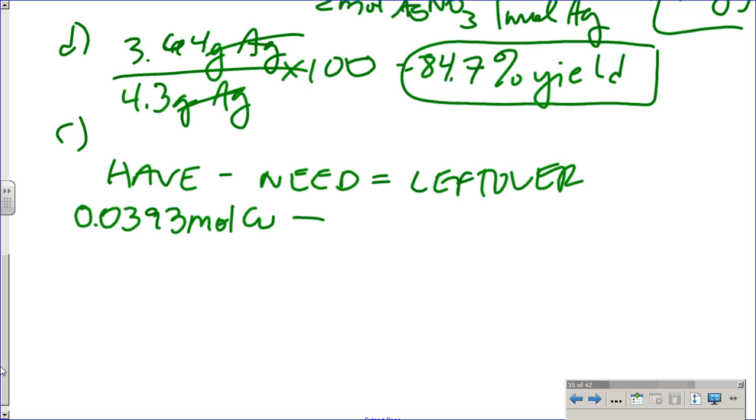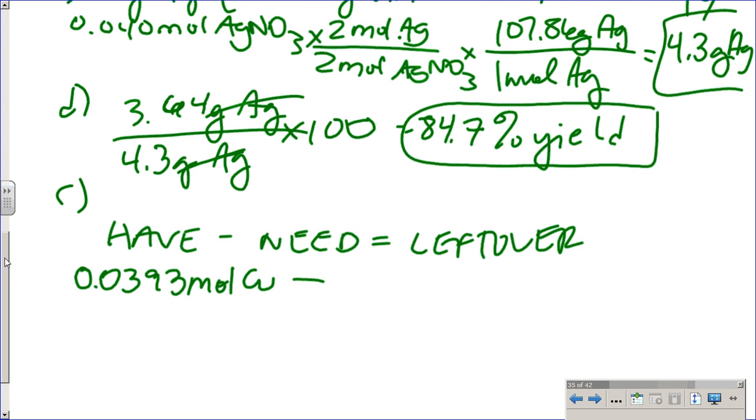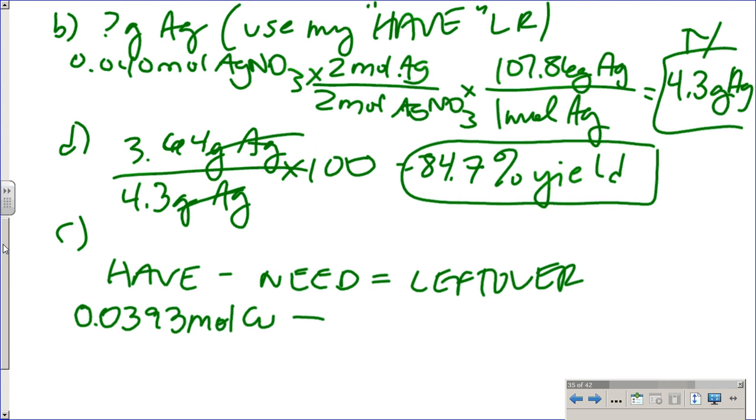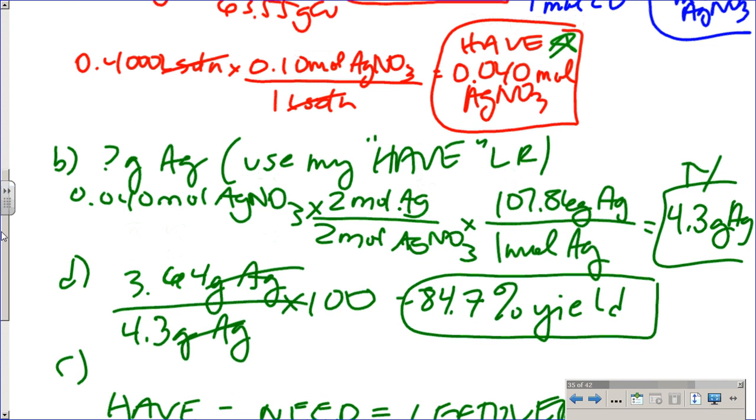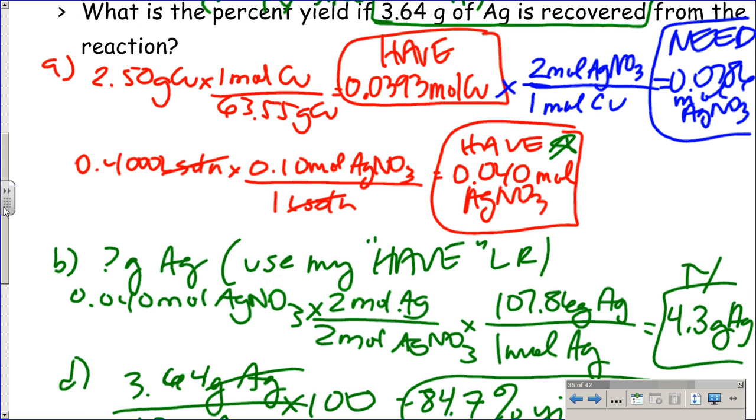We didn't finish that yet, right? That was a little gap I left up here. I'm going to leave that right here for a second so you can see how much I need, but then I've got to scroll back up real fast. So basically, to get my need, I need to go back to the very first part, part A, and look at the amount of silver nitrate I had and figure out how much copper I actually needed by doing the mole ratio, because I know I'm going to have excess left over. It's just the point of how much.